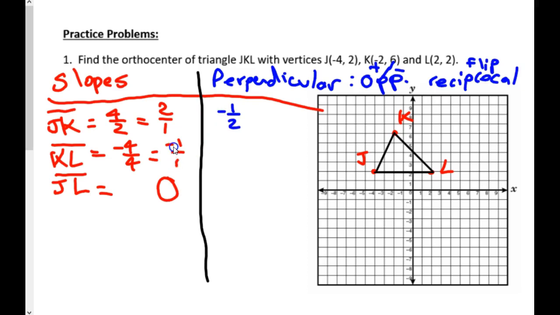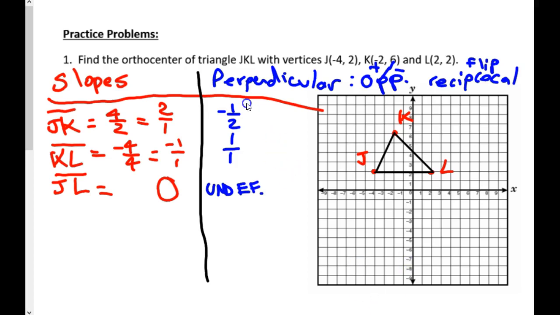What's the opposite reciprocal of negative 1 over 1? 1 over 1. The negative turns to positive, right? And if you didn't know this, that's fine, but the opposite reciprocal of 0 is undefined. It's going to be a vertical line. So undefined and 0 are opposites.